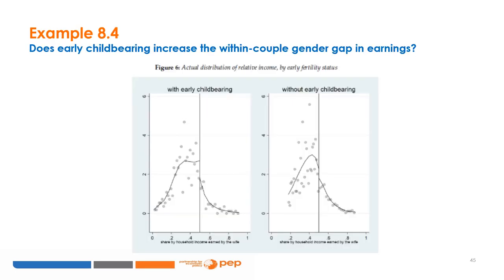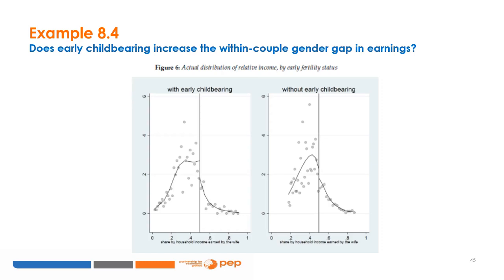The second visual test is centered around the hypothesis that early childbearing increases the within-couple gender gap in income. To test this hypothesis, my co-authors and I plot the proportion of households on the y-axis by the wife's share of household income, x-axis, distinguishing between families where the wife had children during her teenage years from those where she did not. The vertical line in each panel denotes a share of 50% on the x-axis, which is gender equality.